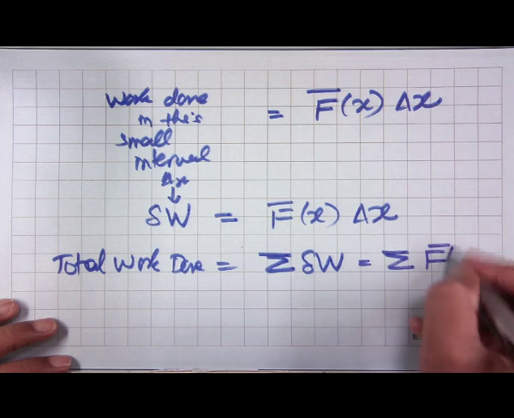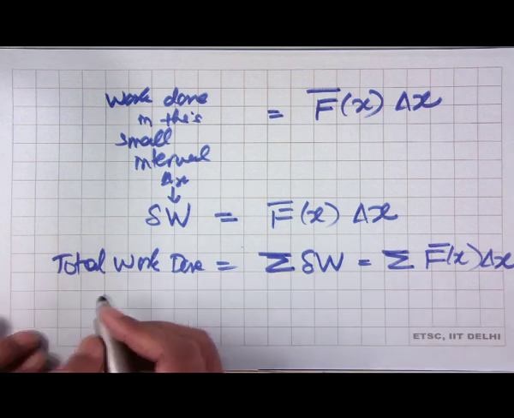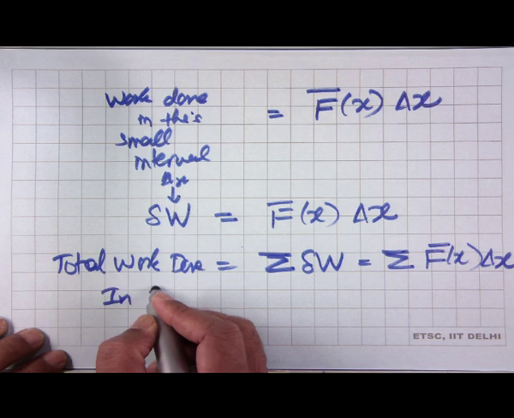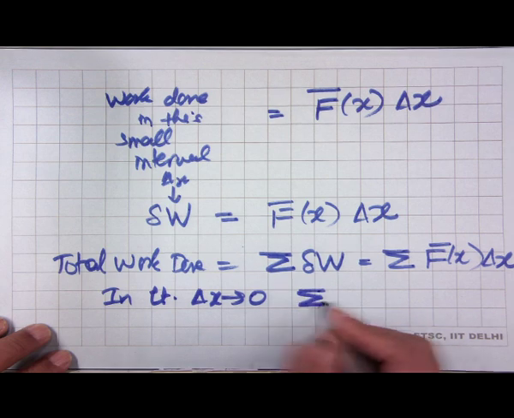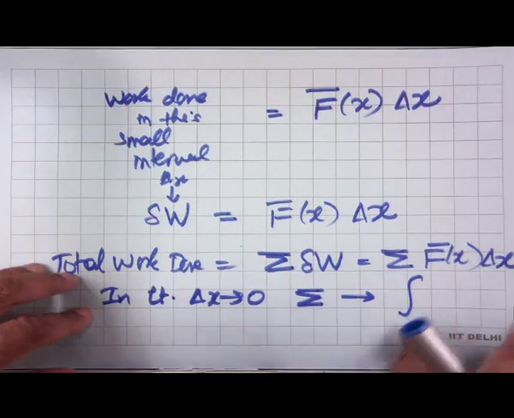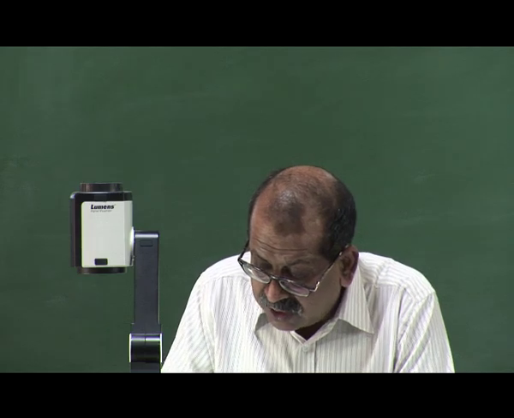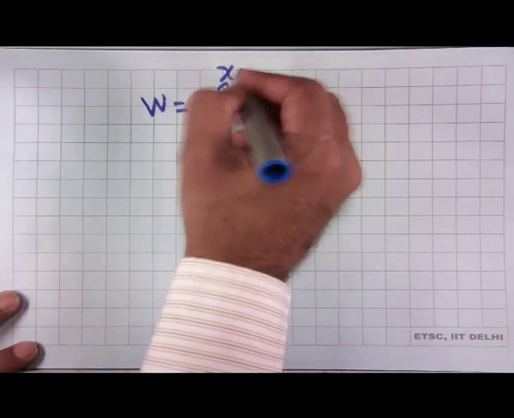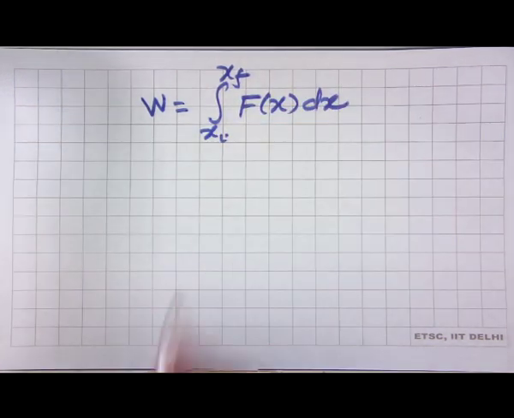So, the total work done is the sum of all these, which I can write as sigma over f bar of x delta x, summation over all these intervals, and in the limit delta x goes to 0, this summation becomes what we call the integral. And so the total work done is equal to the integral from xi to xf of f of x dx.